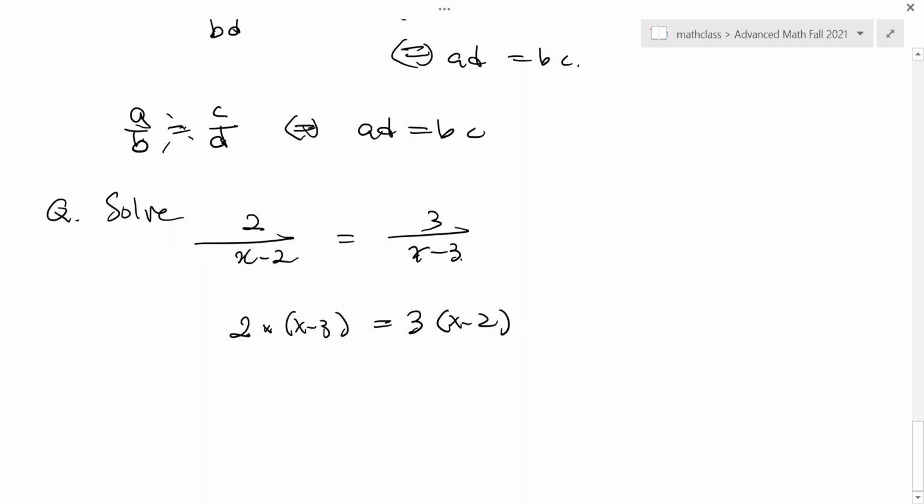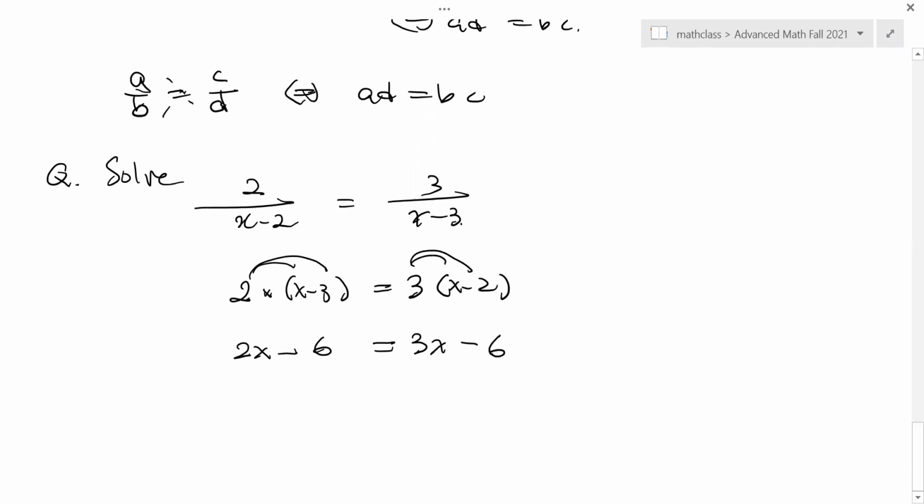Right? Then let's try to simplify it. So you will multiply this out. It's 2x minus 6. This side will be 3x minus 6. Okay, both sides, there's a 6 here. You can cancel it, right? So you get 2x equals 3x.